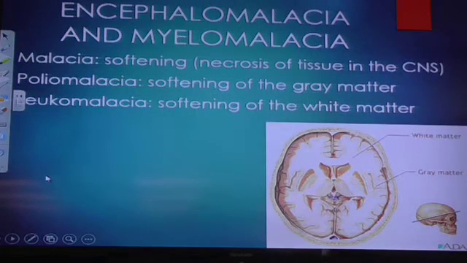So I believe we went through some of the terminology. So we said malacia was softening of the tissue in the CNS, while poliomalacia was softening of the gray matter, and leukomalacia was softening of the white matter.